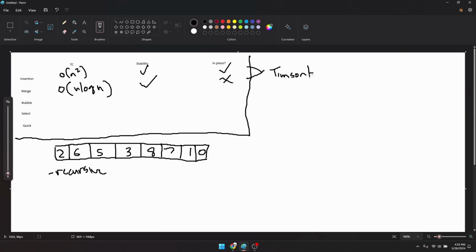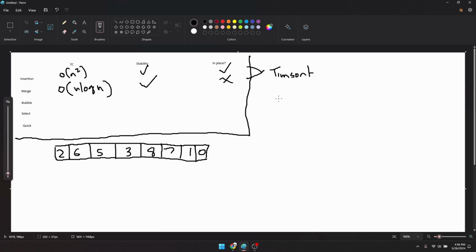That combined with the speed of merge sort results in a Tim sort algorithm, which is essentially Python's silver bullet solution to sorting arrays.